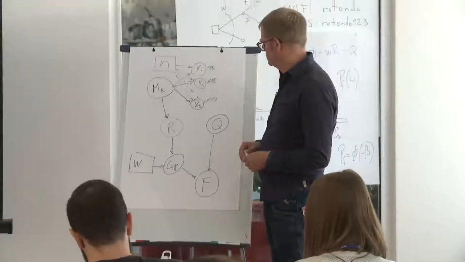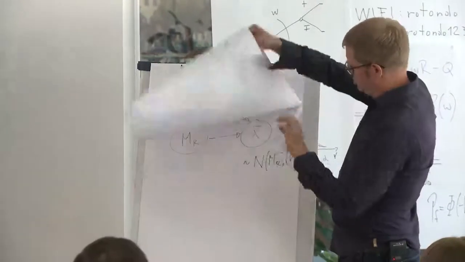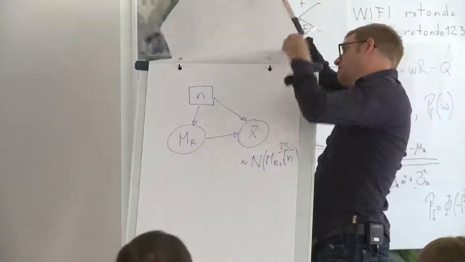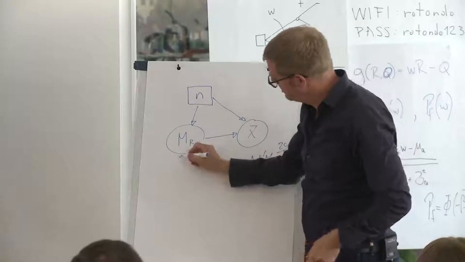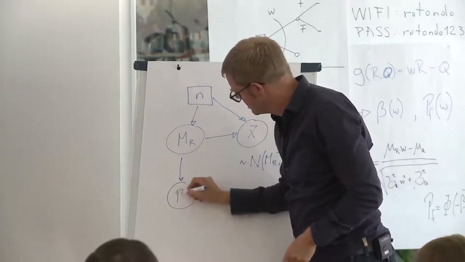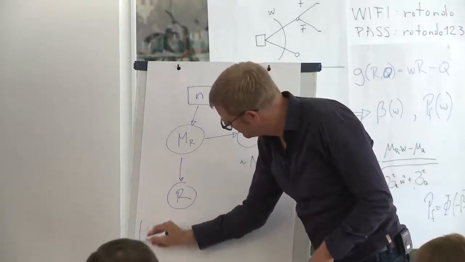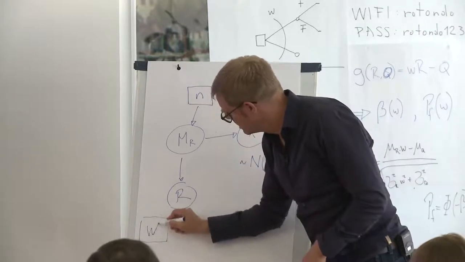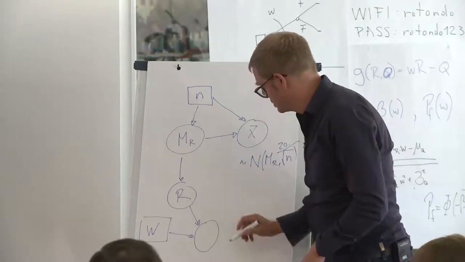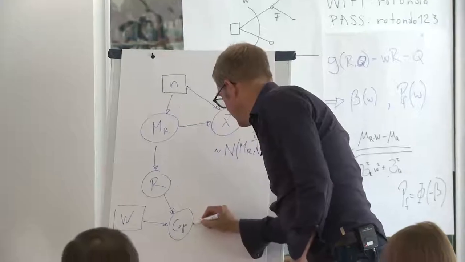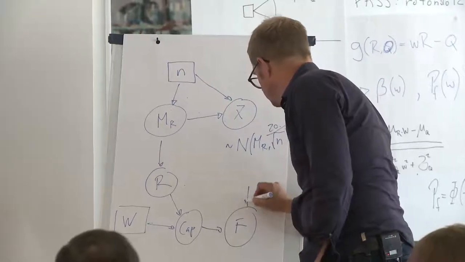All right, so we had this. Now we can also go to the special case since it requires less space. So we had here R. We had here the W somewhere. Then we had the general capacity, and then we had here the performance of the failure, and here was the Q.